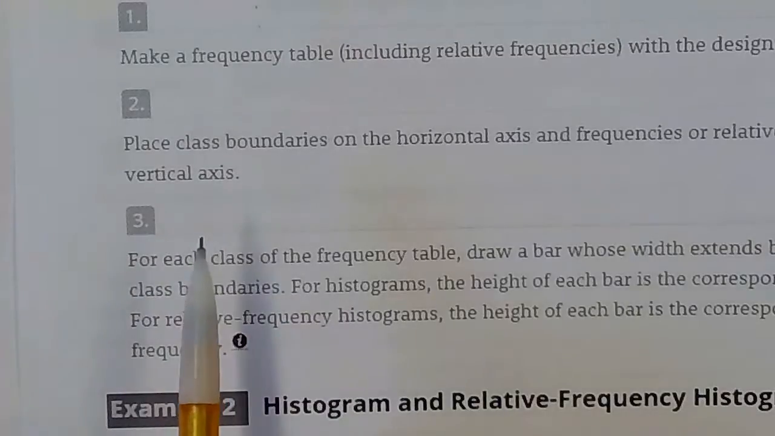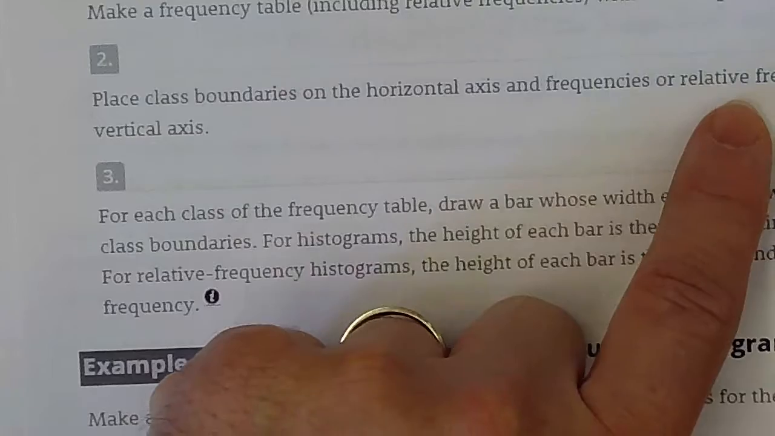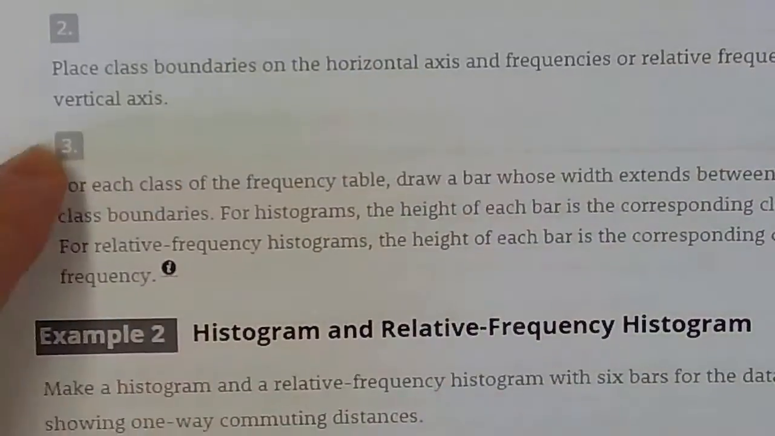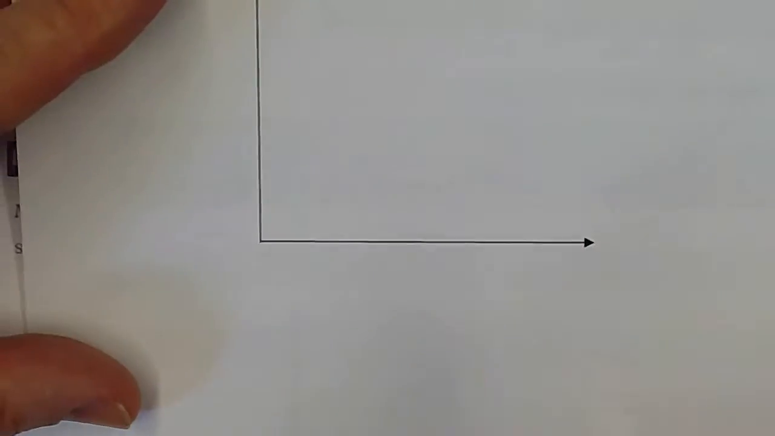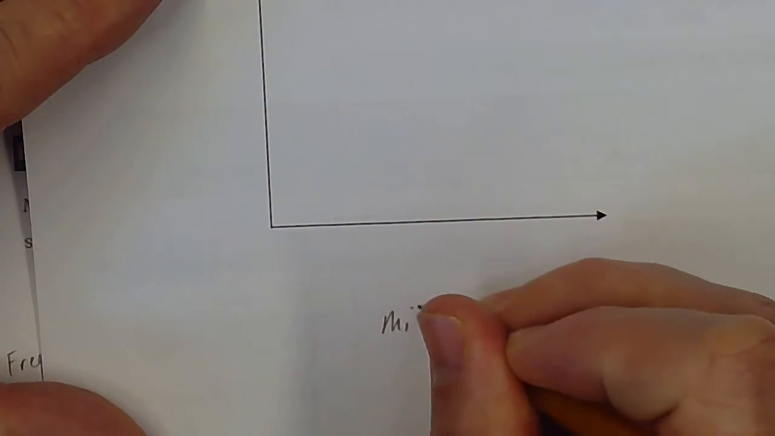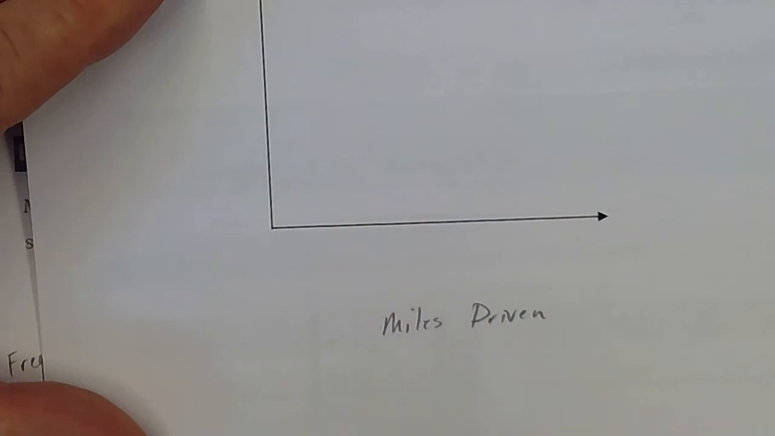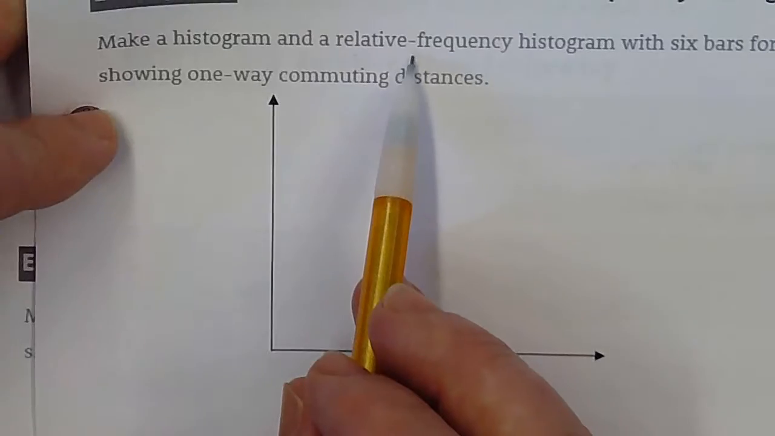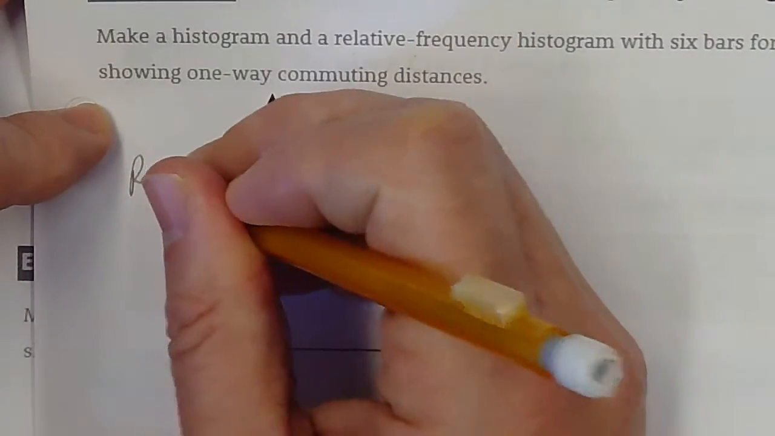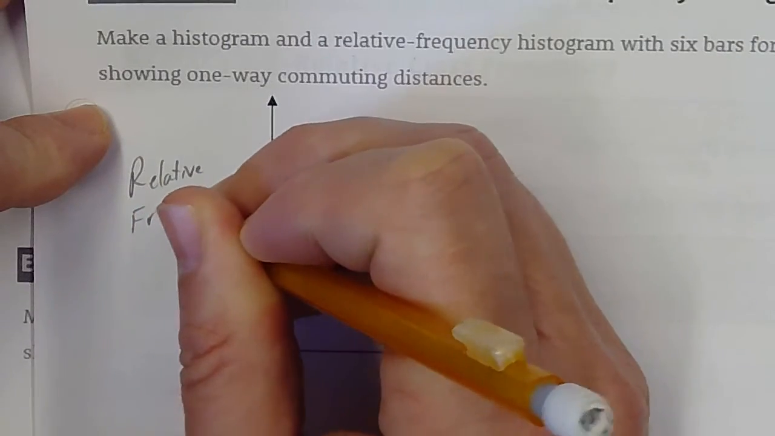Place the class boundaries on the horizontal axis. Frequencies and relative frequencies are going to be on the vertical axis. All right, so let's get started. Down here, we're going to put miles driven. Up here is going to be the frequency. Now, does it say relative frequency or frequency? It says relative frequency. So the y-axis, the height, will be the relative frequency.